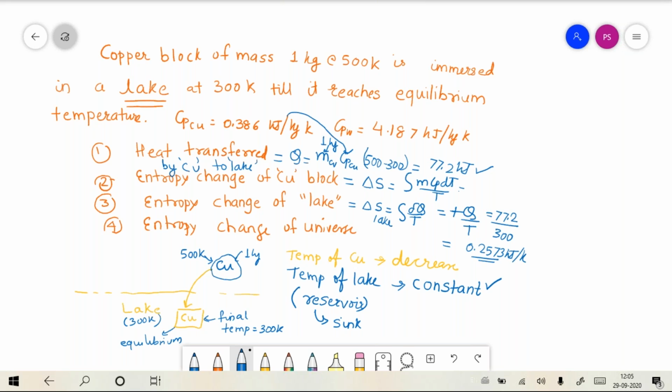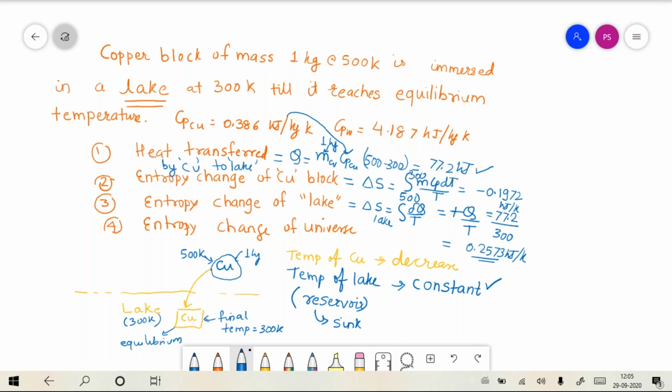These calculations are similar to your earlier calculations. The entropy change of the copper block would be negative, and if you substitute the values, you'll get 1.1972 kilojoules per Kelvin. You can substitute the value of m as 1 kg, and the temperature change happens from the initial temperature of 500 Kelvin to 300 Kelvin.